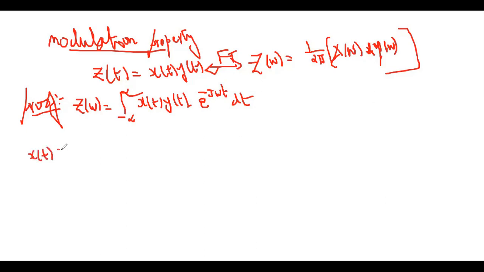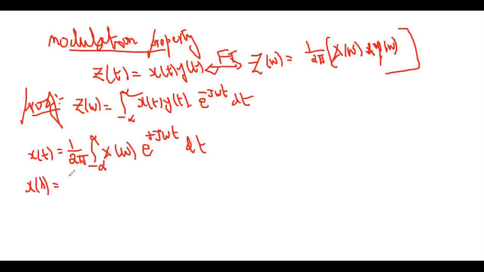x of t is equal to 1 by 2 pi, integral from minus infinity to infinity, X of omega into e power plus j omega t d omega. For our convenience, if I take e power j omega and e power minus j omega, it becomes e power 0, that is, the value is 1. You can prove the modulation property, or the multiplication property, to get a convolution in the frequency. So change the t as lambda: x of lambda is equal to 1 by 2 pi, integral from minus infinity to infinity, X of omega into e power j omega into lambda d lambda. Means t is changed to the lambda value for our convenience only.